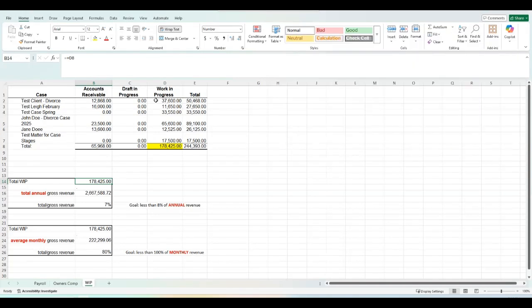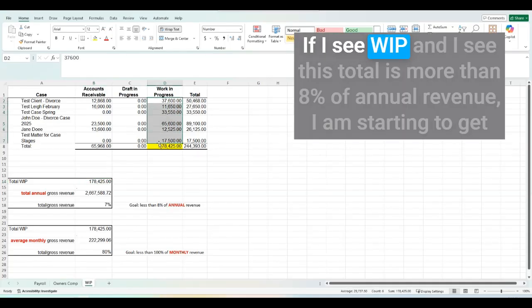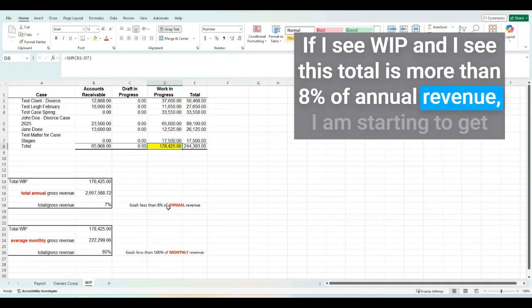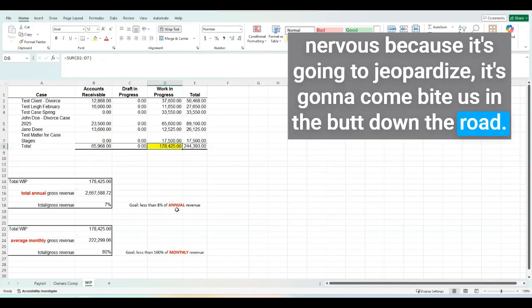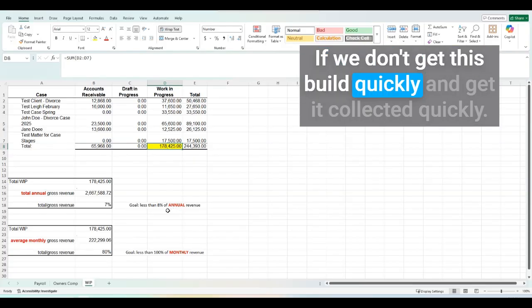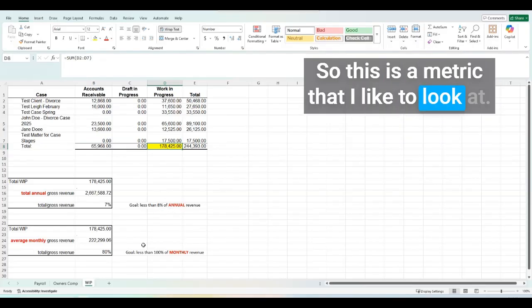But if I see WIP and I see this total is more than 8% of annual revenue, I'm starting to get nervous, because it's going to come bite us in the butt down the road if we don't get this billed quickly and get it collected quickly. So this is a metric that I like to look at.